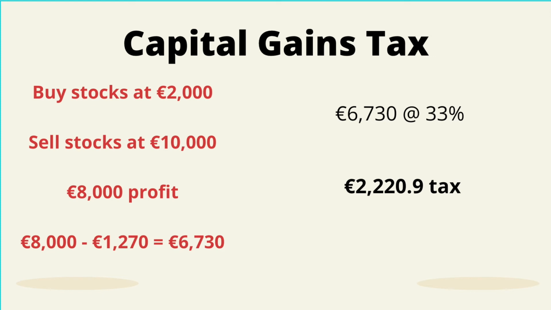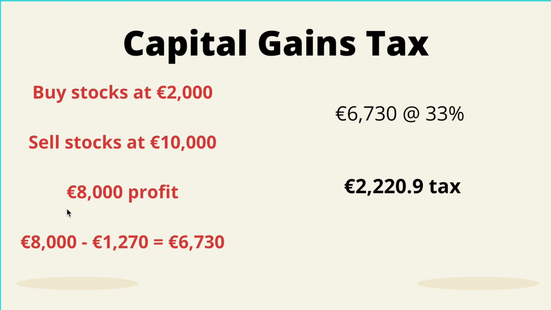Another very useful thing to note about capital gains tax is you can offset your losses. So let's say, for instance, I bought another share and I lost 4,000 on it. I can actually take that 4,000 loss off of the profit of this sale, and then my taxable amount would be €4,000.